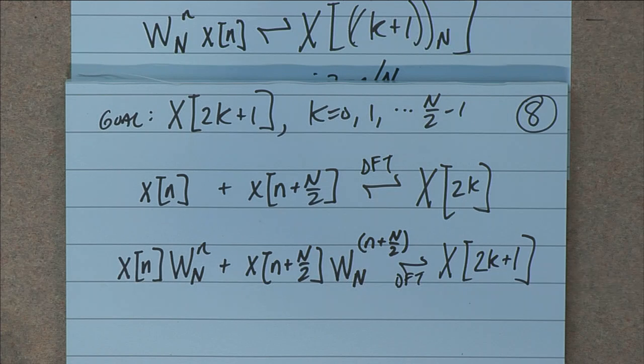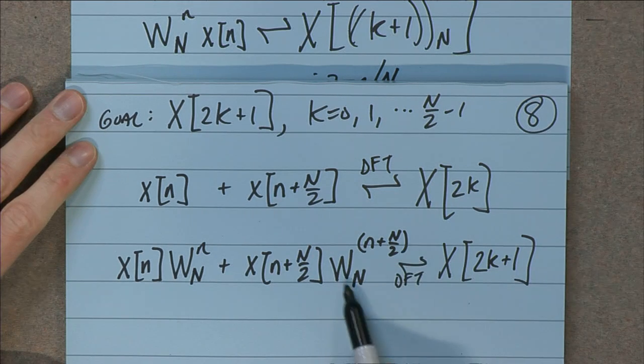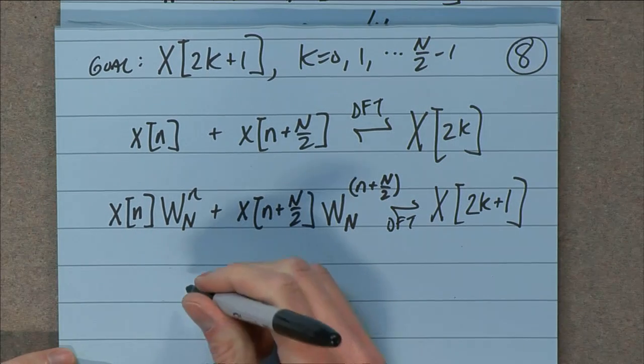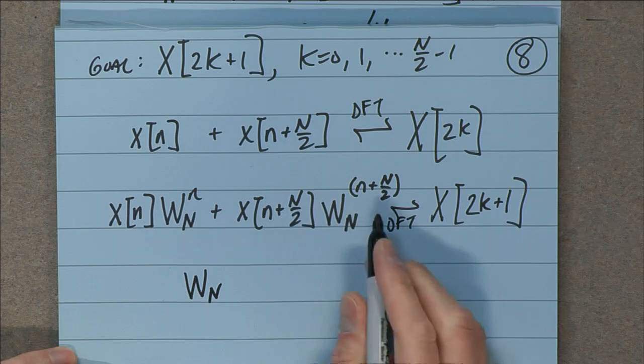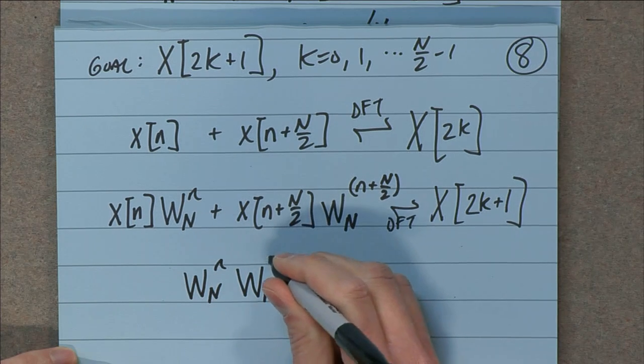Now the first thing that might be interesting to look at is that this complex weight is a little bit complicated. Can it be simplified? So let's look at that. That's the same as W_N to the n, W_N to the N over 2.